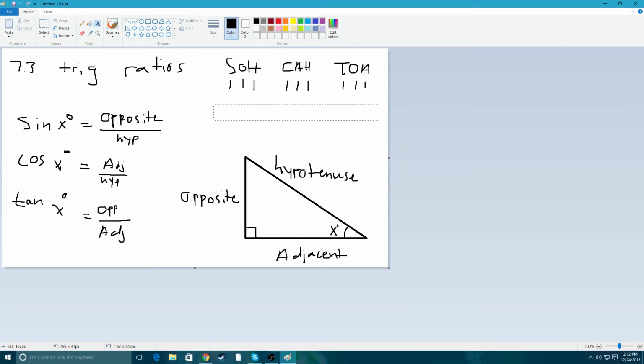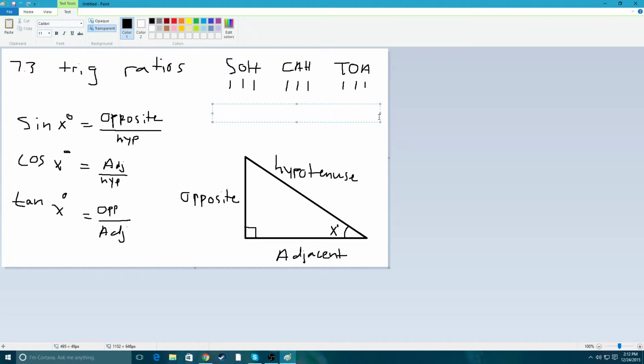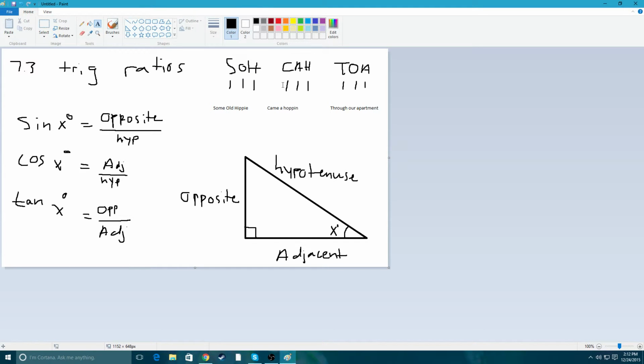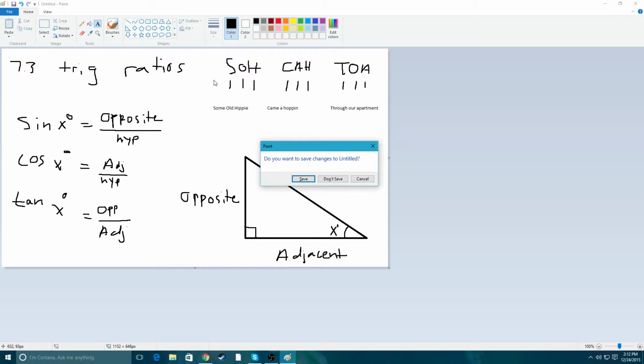Something that people do to help remember is they remember this thing, some old hippie came a hoppin' through our apartment. So that's one way to help you memorize these trig functions, SOHCAHTOA. So these are the trig ratios. We're going to move on and learn how to find angles.